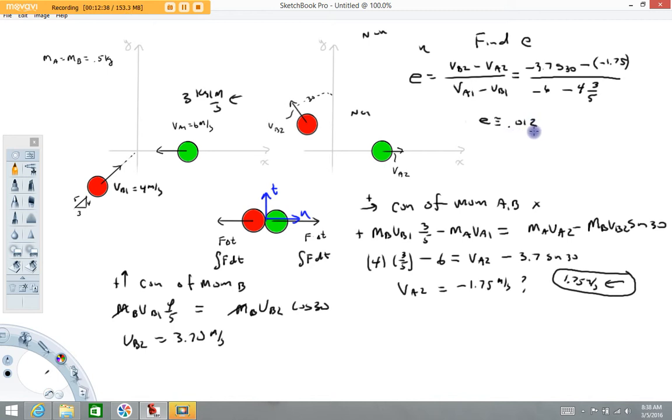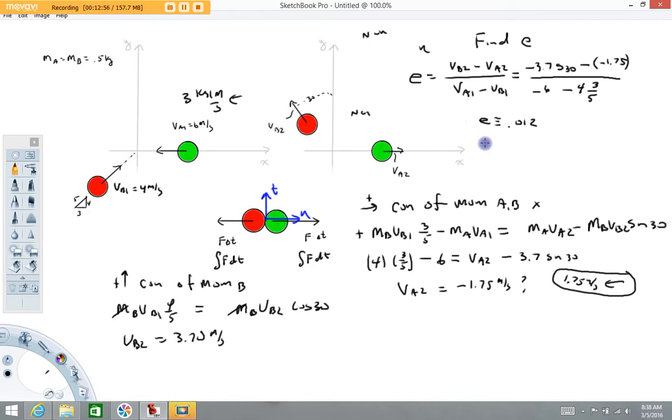Take a little note about that numerical value. Very close to 0. Coefficients of restitution are between 0 and 1. 0 basically means they're stuck together. 1 means completely elastic impact. So this is very close to a stuck together type of situation. A lot of deforming must have taken place during this impact.